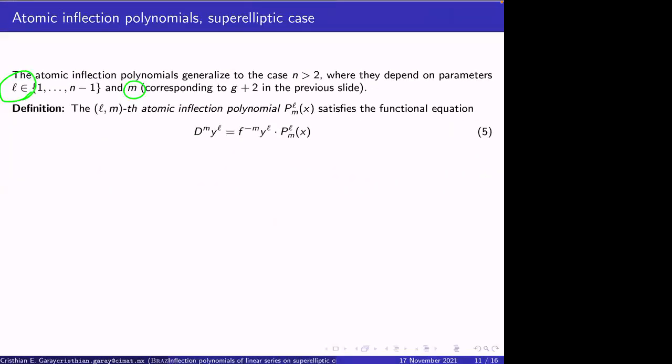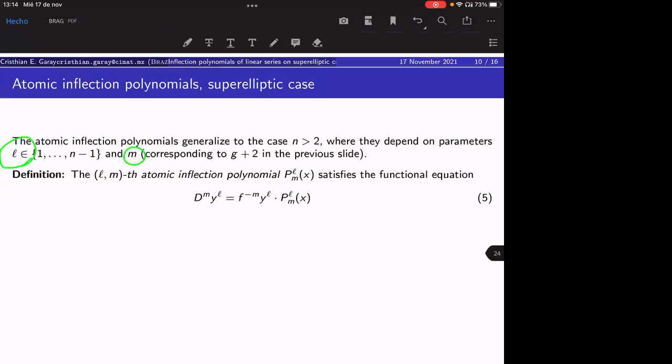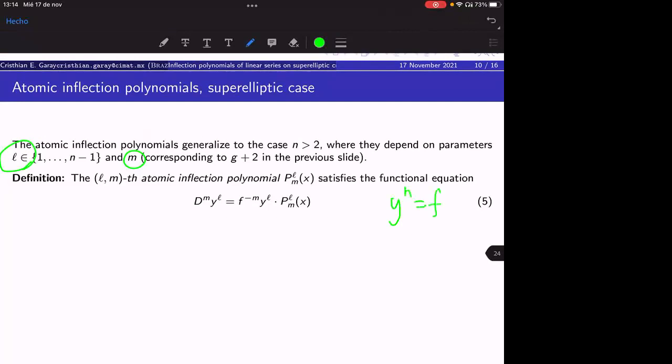And the definition is the same. I mean, it is the nth derivative of y to the L expressed as some factor, which is not very relevant since these two guys are linked again by the equation y to the n equals f. So this expression is almost irrelevant since from this condition, but also away from the ramification locus, they are invertible. So these are units in whatever ring we are working.